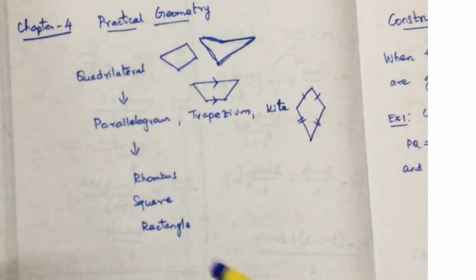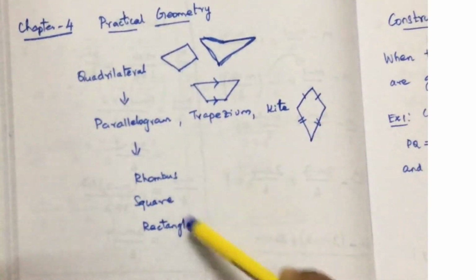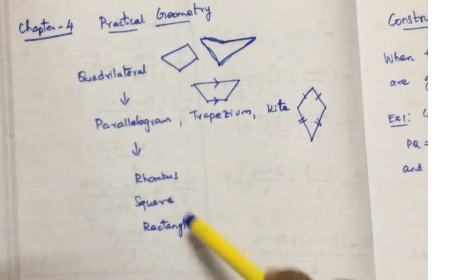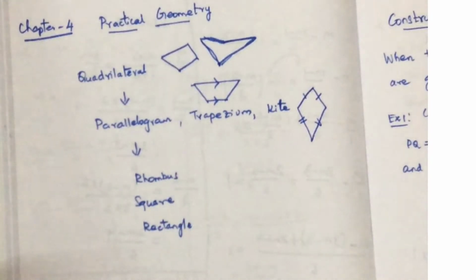Now coming here, rhombus, square, rectangle, these three are parallelograms. These three will satisfy all the properties of the parallelogram. In addition to that, they hold some special properties. Let us see what they are.